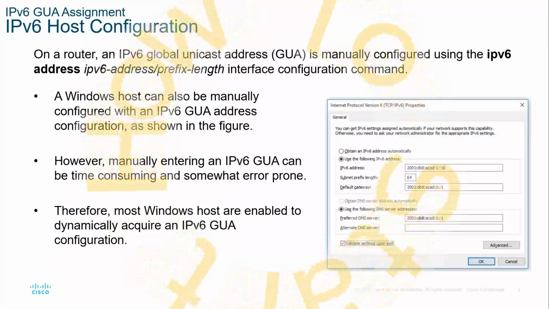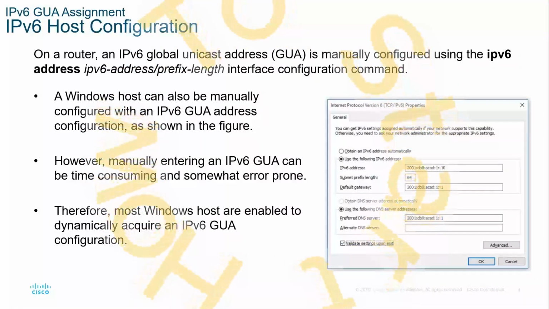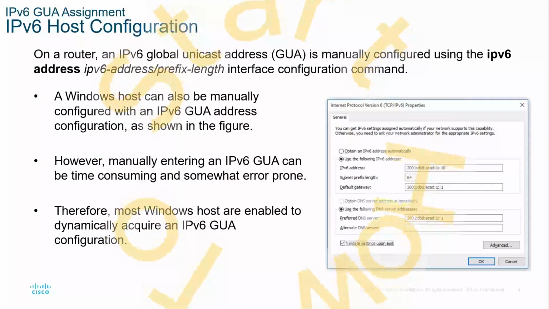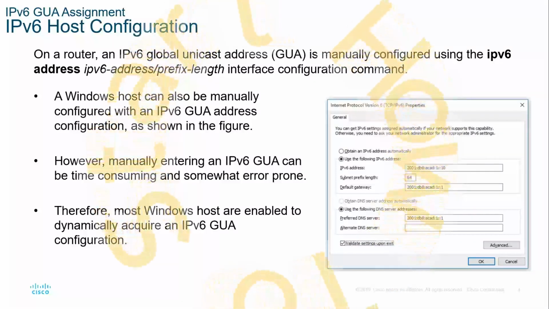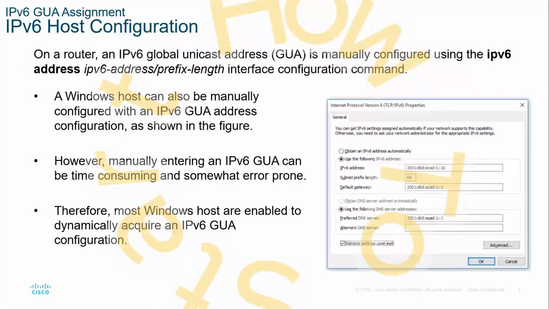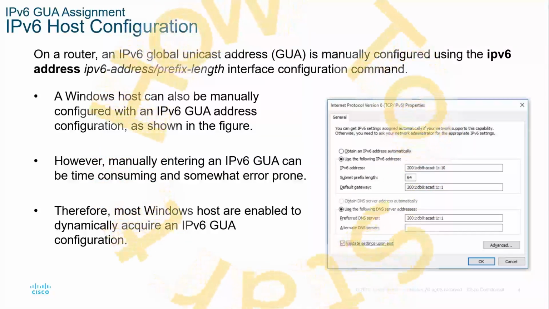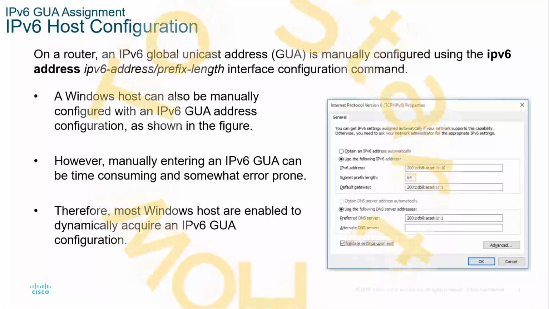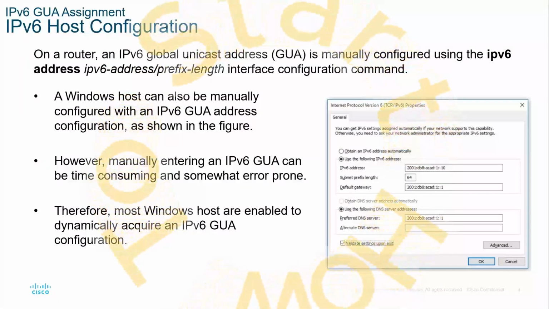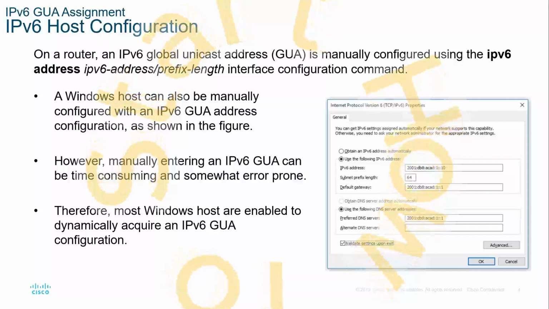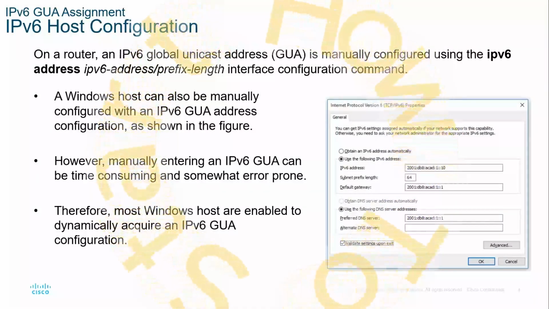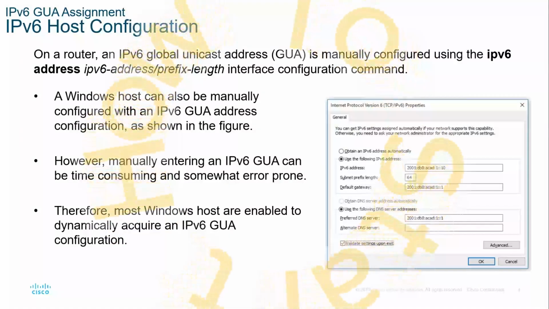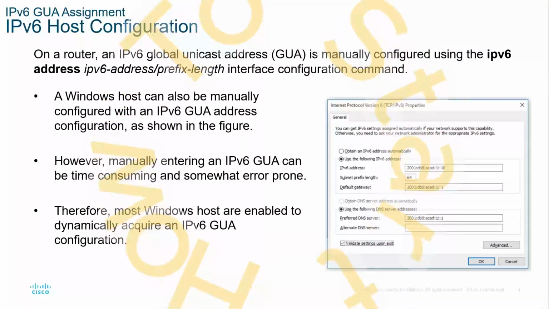You can do this one of two ways. You can do it dynamically or statically. If we're dealing with a Windows host, we go to network properties, IPv6, and there you go. However, manually entering GUA address information can be very time consuming. And with IPv6, if you've watched me in my lab videos, you'll see that it's a slow process. So most Windows hosts are enabled dynamically. That way you can get your own GUA address via its configuration.